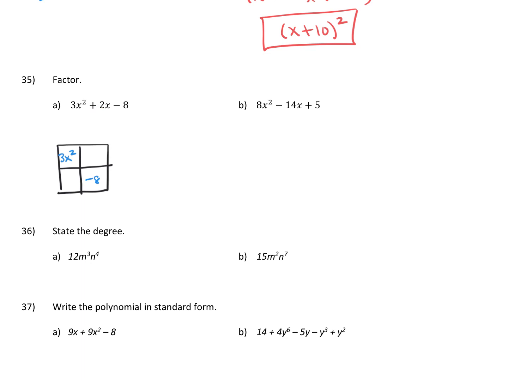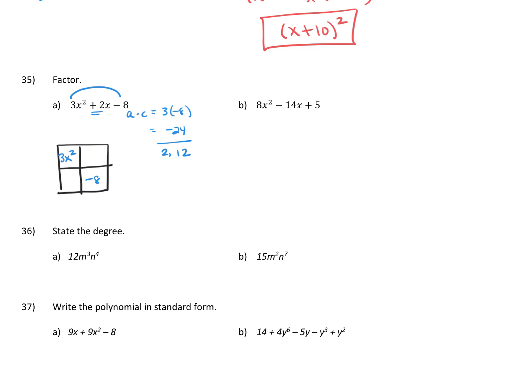So remember what we do is we have to do a times c. It has that extra step of a times c. So a times c is 3 times negative 8, which is negative 24. We're looking for factors of negative 24 that add up to a positive 2. So your factors of negative 24: 1 and 24, 2 and 12, 3 and 8, 4 and 6. The 2 and 12 factor pair is the one that's going to get us to this.